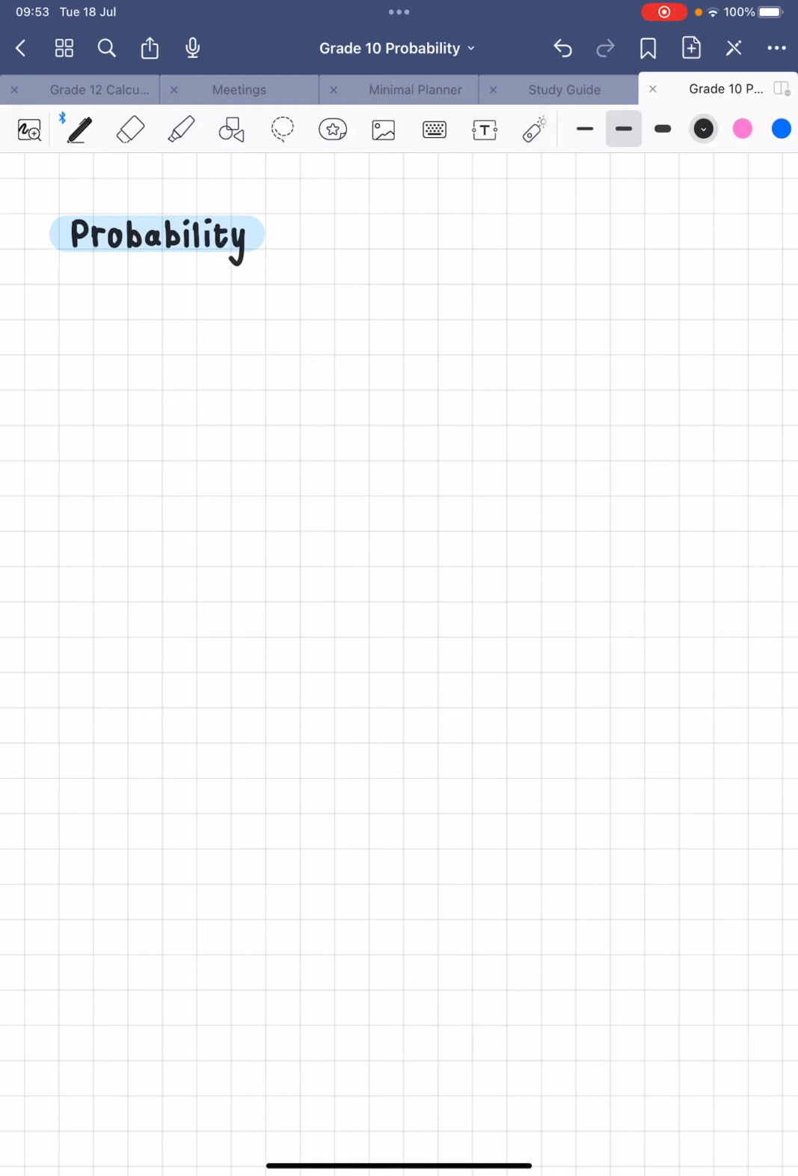Guys, do we remember what probability is actually all about? What is probability? What does it mean? The chance of something happening. All right? It's like a broad answer. That's what I was looking for.